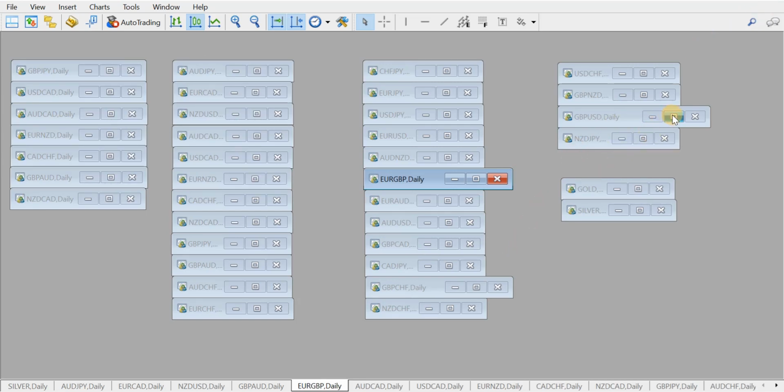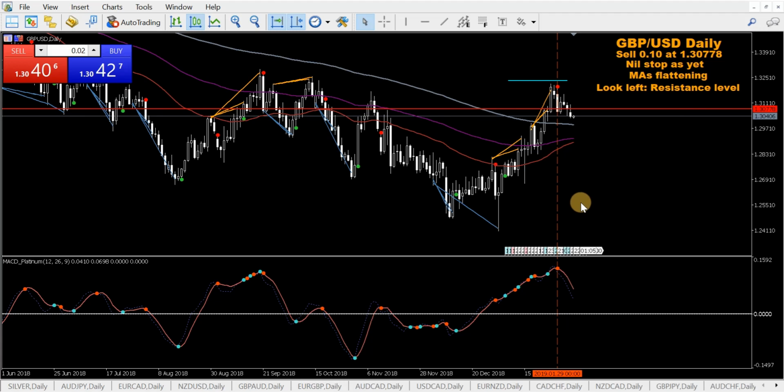We'll have a look at the other one I took on the same day, which is the pound Aussie. Fairly similar. It's a sell. MAs are tightening up, flat. MACDs are a good distance above the 0 level. Again, sell because of the red lines, and plus it's written there. And I think, yeah, look left, resistance level.